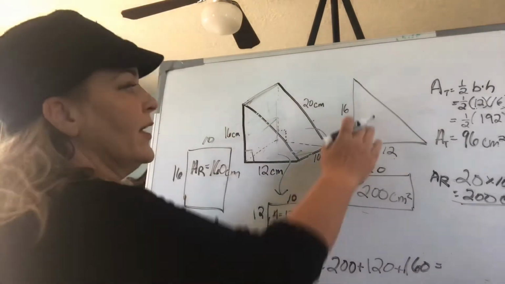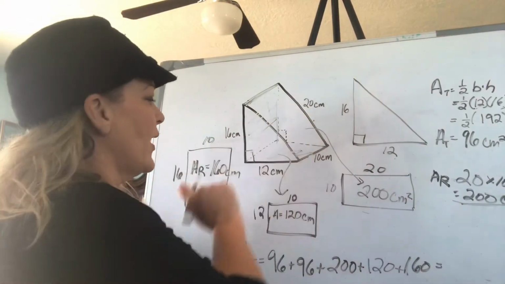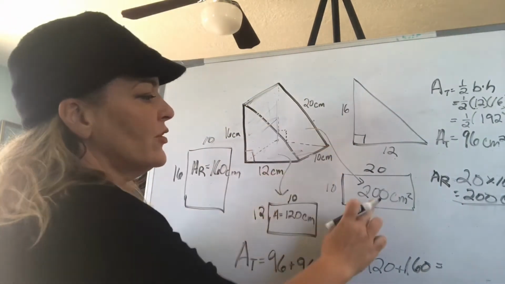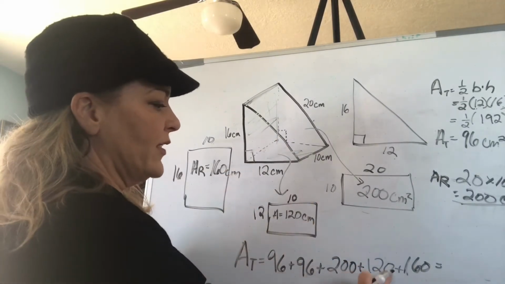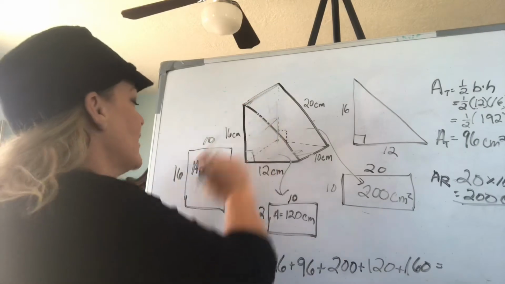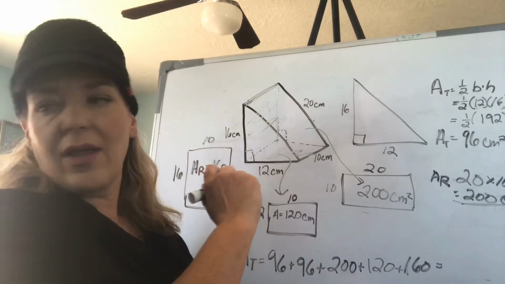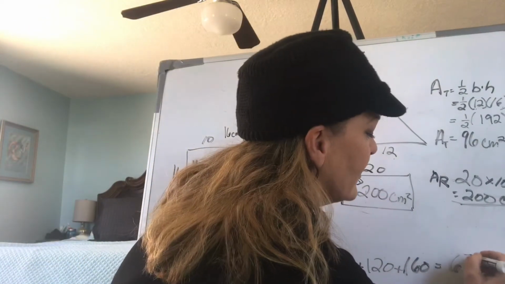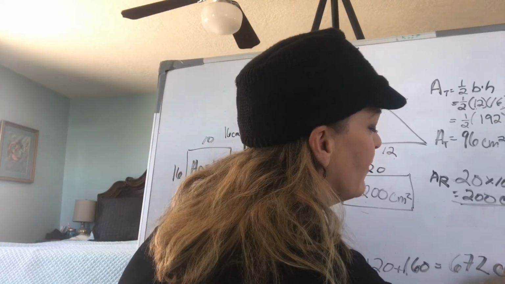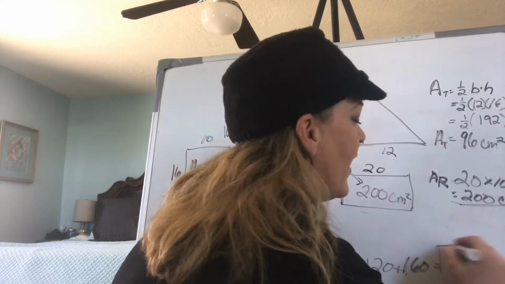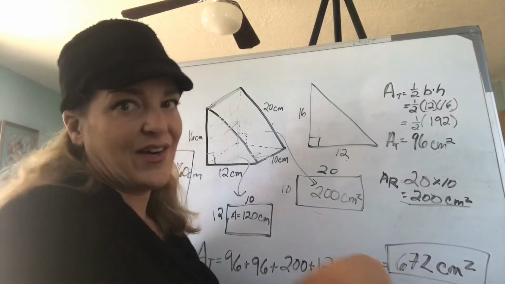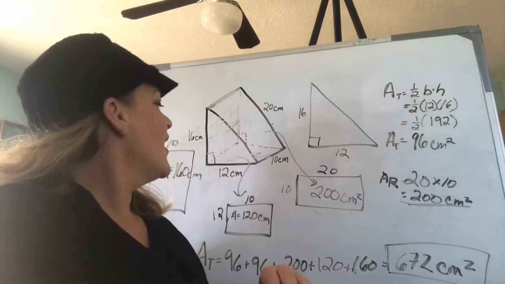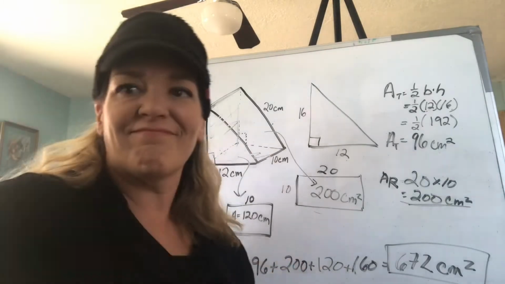So I have 96 plus 96, these two triangles. I've got this front face, which is 200 centimeters squared. I've got the base, which is 120 centimeters squared. And I've got this back side, which is 160 centimeters squared. And when I add them together, I get 672 centimeters squared. And that is the surface area of this triangular prism.